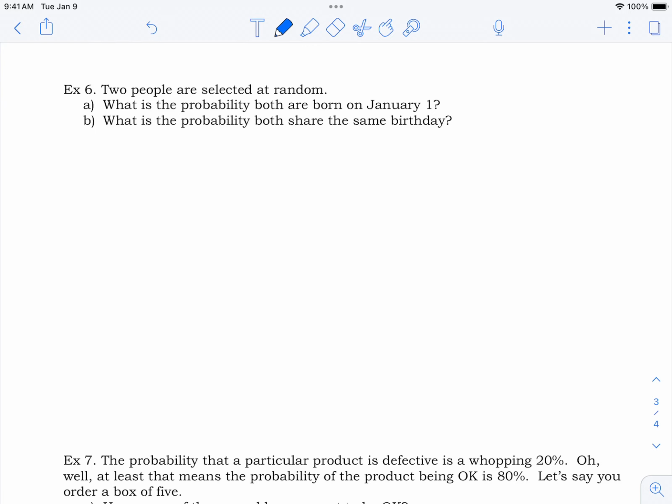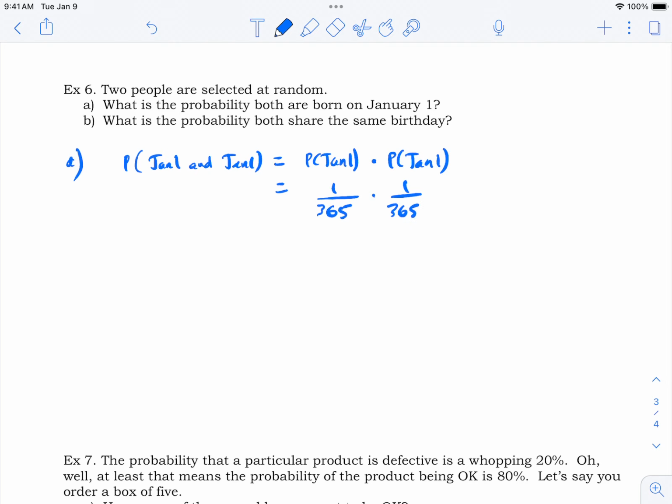So what's the probability? Part A. What's the probability both are born on January 1st? Well, what you need here is the probability that this guy was born on January 1st and the next guy was born on January 1st, right? So it's independent. One guy's not going to affect the other guy's birthday, I don't think. So we're going to take the probability someone's born on January 1st and multiply it by the probability someone's born on January 1st. And so what is that? Well, let's just assume there's 365 days in a year. We'll forget about that whole leap year thing just for the sake of getting an answer here. It'll be a good answer. It'll be very close. But anyway, 1 in 365 for the first person, and it's also a 1 in 365 that the other person would be born on January 1st.